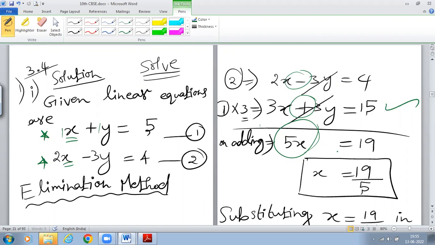Now 5x is equal to 19. This 5x means 5 into x. This 5, when taken to the opposite side, becomes division, because it is in multiplication with x. So the value of x is equal to 19 by 5. Are you able to understand, ma?